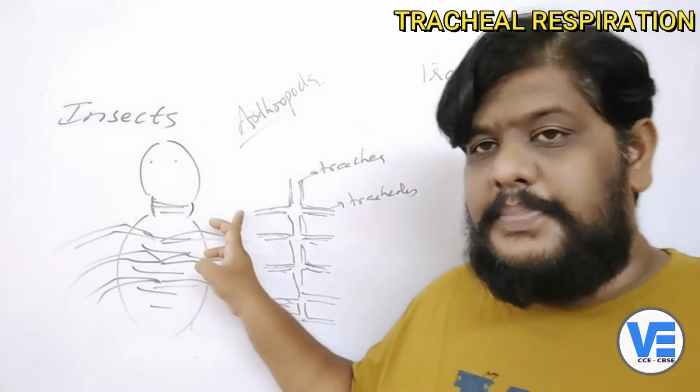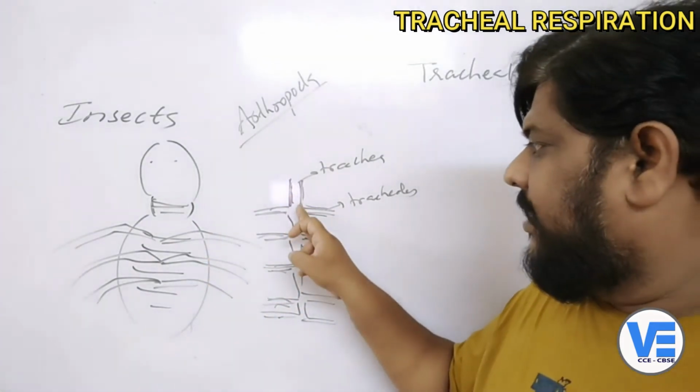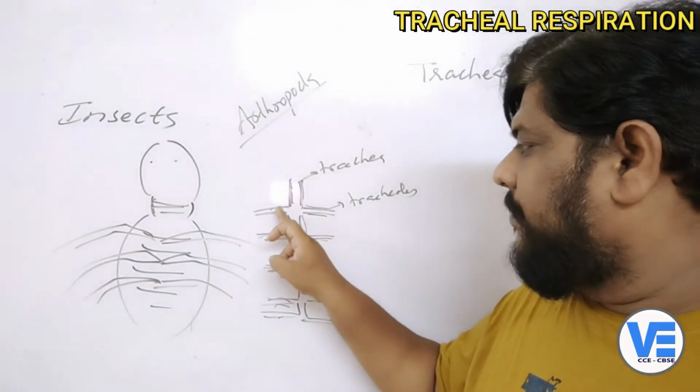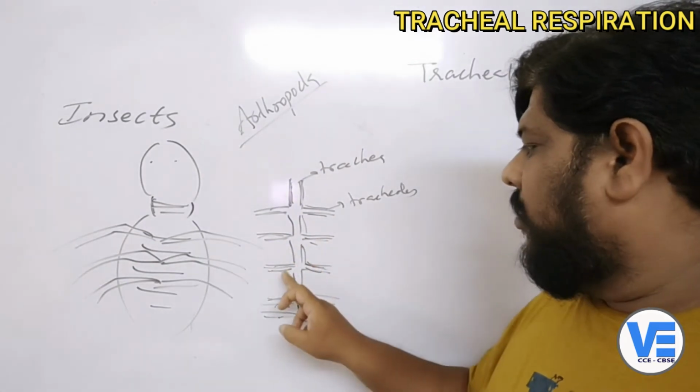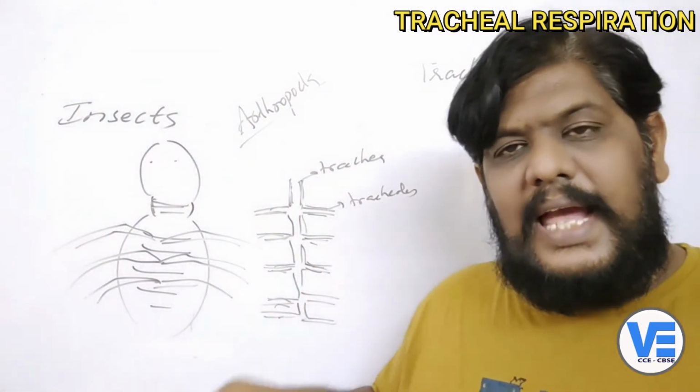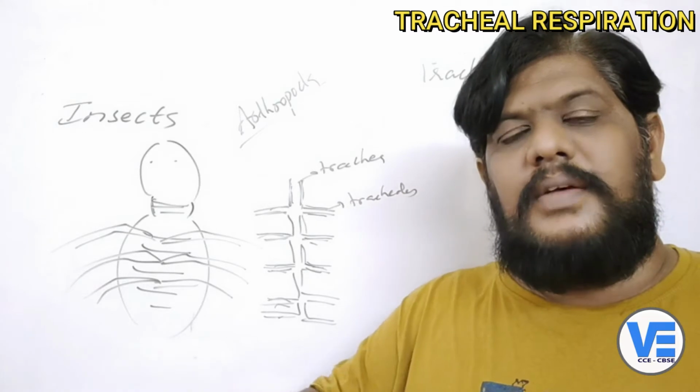Okay, so if you observe the cockroach, there is a trachea, and the trachea will be divided into fine branches called tracheoles, which will carry the oxygen to each and every part of the body.